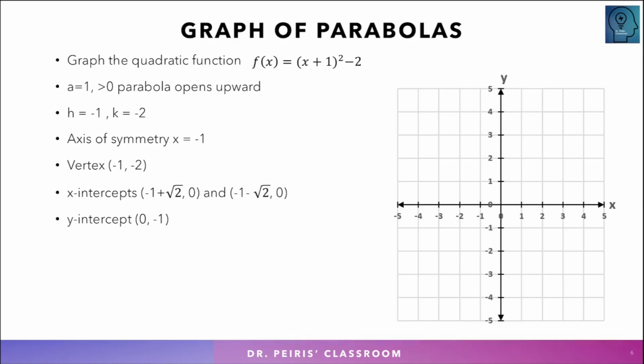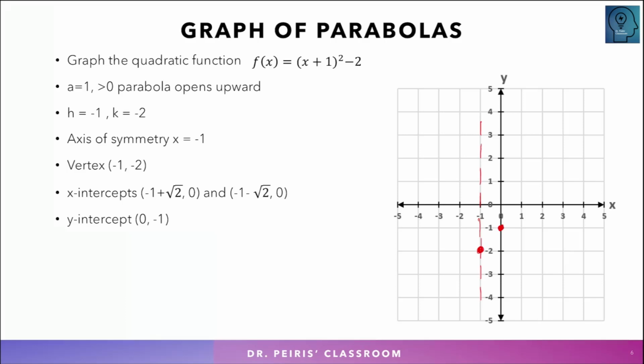We're going to start by drawing the axis of symmetry, which is at x equals negative 1. So here is the axis of symmetry. Then the vertex is negative 1 comma negative 2. So here is the vertex. Then we mark the intercepts. The y-intercept is at 0 comma negative 1. This is the y-intercept.